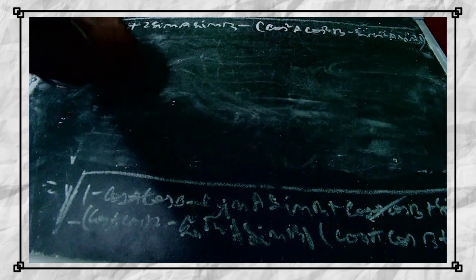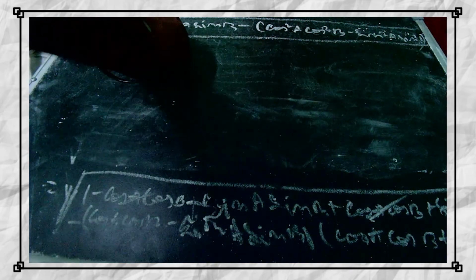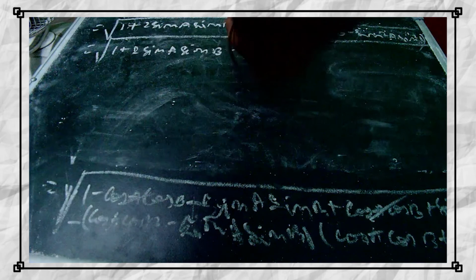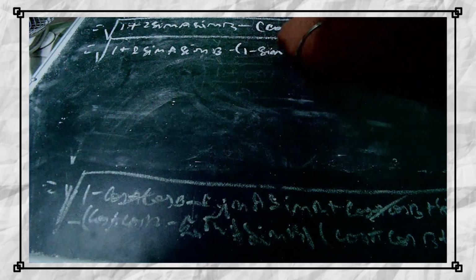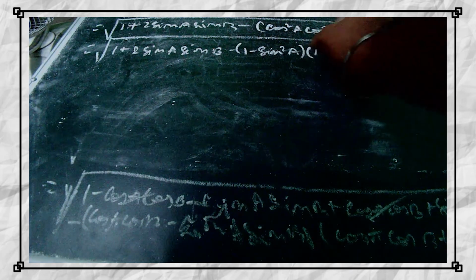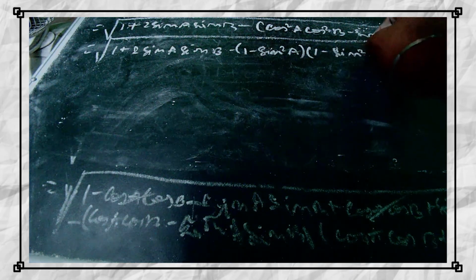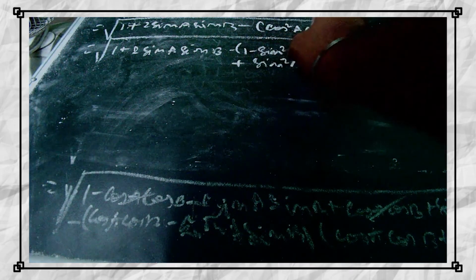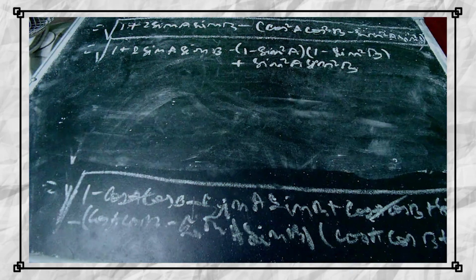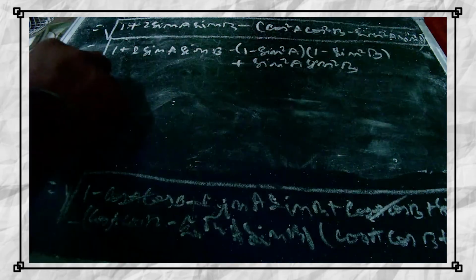So we'll get again root under 1 plus 2 sin A sin B minus (1 minus sin square A)(1 minus sin square B), where we wrote cos square A as 1 minus sin square A and cos square B as 1 minus sin square B. Minus minus becomes plus, so we'll get plus sin square A into sin square B. So what we'll do next is simply simplify it.